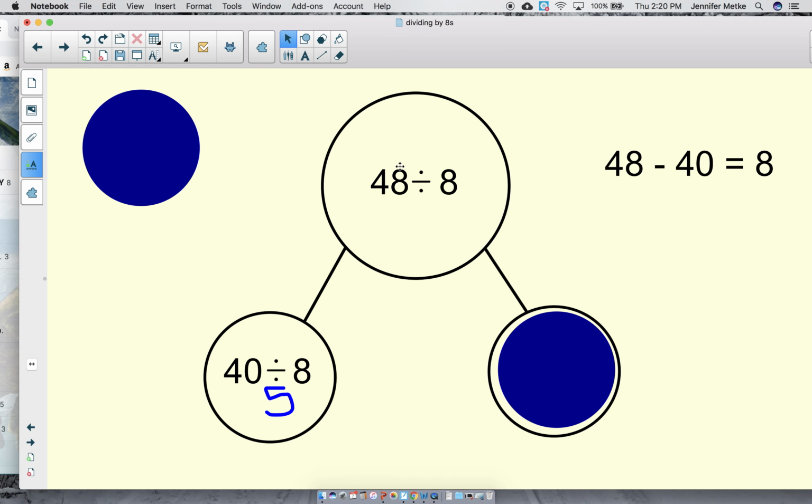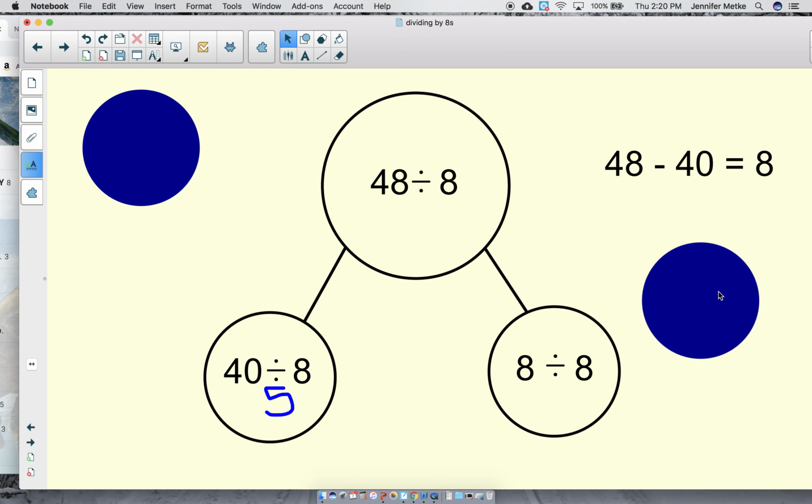I had a total of 48. You'll see that I've used 40, and so now I know there's 8 left in that total. So I still have to take that 8, and remember, I'm still dividing by 8. That part hasn't changed. I know 8 divided by 8 is 1, and when I put those quotients together, I can find my quotient for 48 divided by 8.